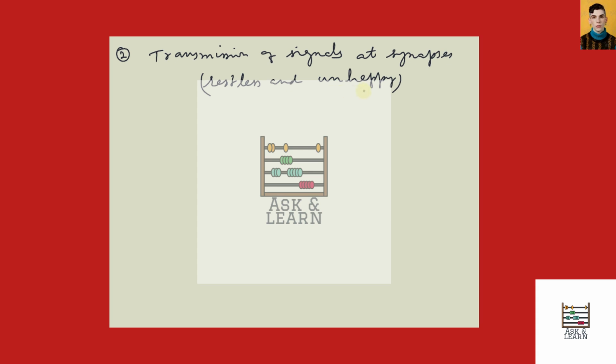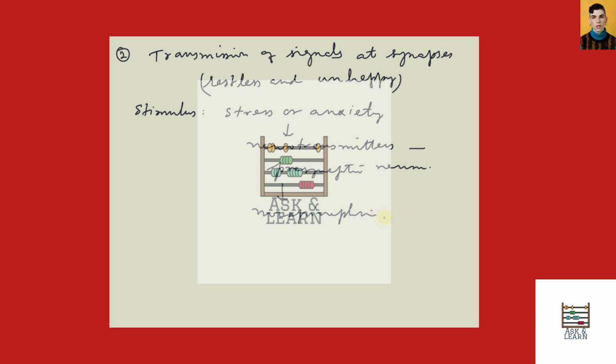restless and unhappy. In this case, a stimulus, which is stress or anxiety, triggers the release of neurotransmitters from the presynaptic neuron, and these neurotransmitters such as norepinephrine, dopamine, serotonin are released into the synaptic cleft.